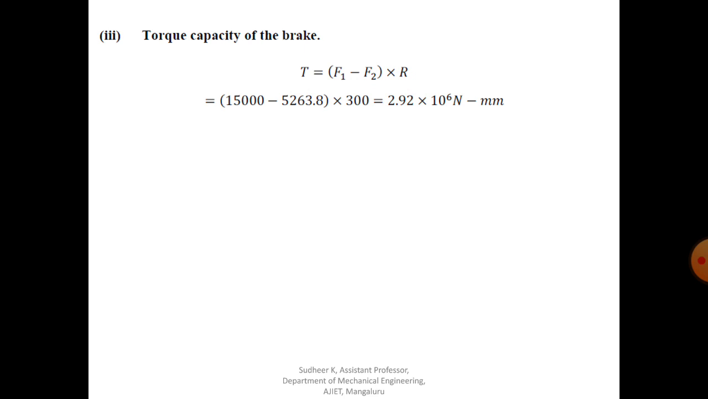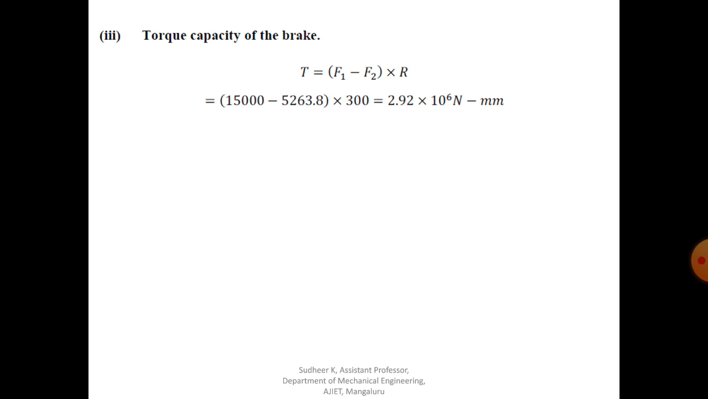F1 is nothing but the force on the high side, and F2 is nothing but the force on the low side. F1 and F2 values we already calculated. R is the radius of the wheel, 300 millimeter, because the diameter is given as 600. So 15,000 minus 5263.8, into 300, is equal to 2.92 into 10 to the power 6 Newton millimeters. This is the torque capacity of the brake.